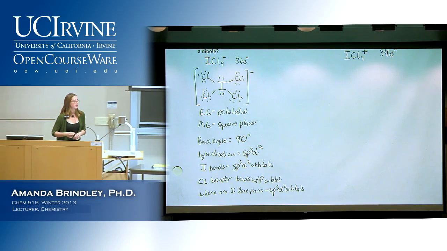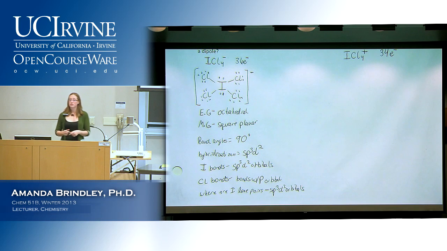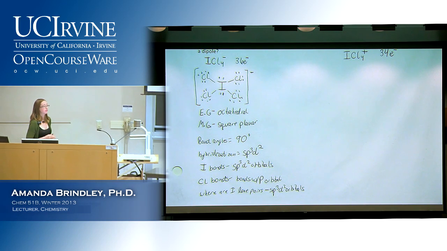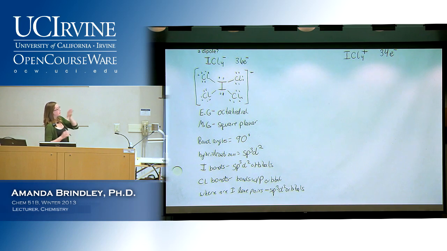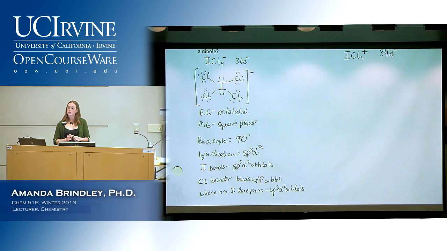Okay? So your lone pairs and each of your sigma bonds are formed using your hybrid orbitals, in this case sp3d2. Yeah? So when you have a central atom with the hybridization of sp2, when do you use sp2 and when do you use p?